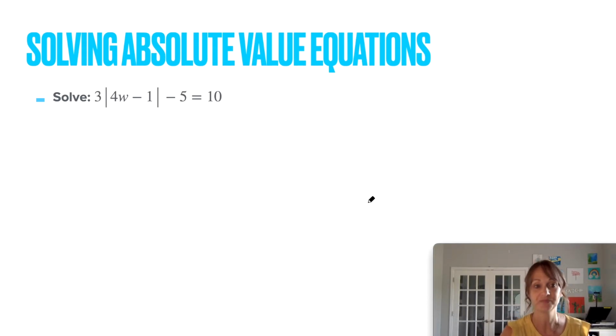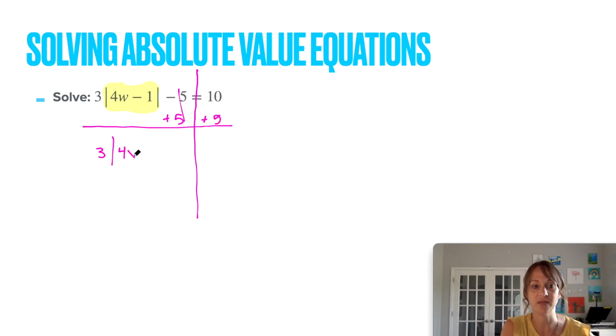Okay, so in this case, we are not going to split the equation quite yet. The idea is you split the equation once you have the absolute value isolated. Before we can work with this absolute value right here, we need to get rid of the 5 and we need to get rid of the 3. In order to do that, I'm going to first add 5 to both sides. I'll get 3 times the absolute value.